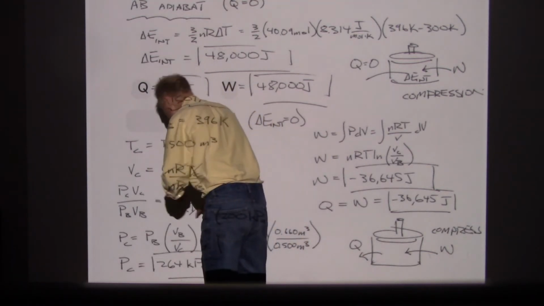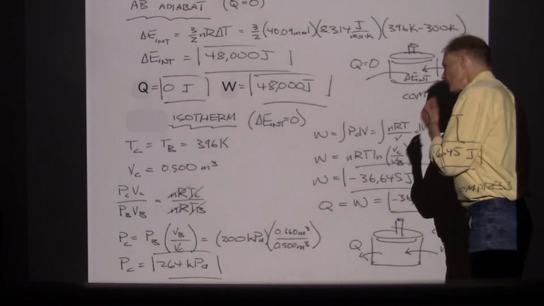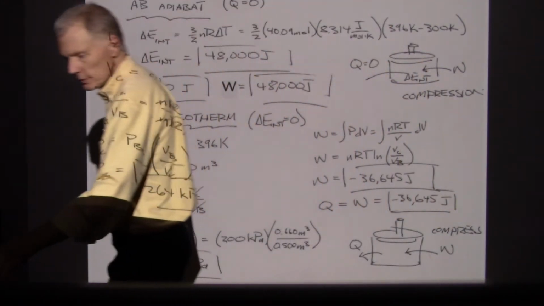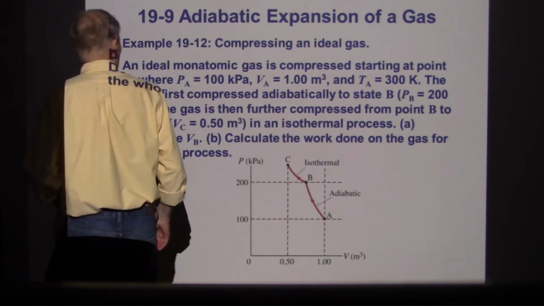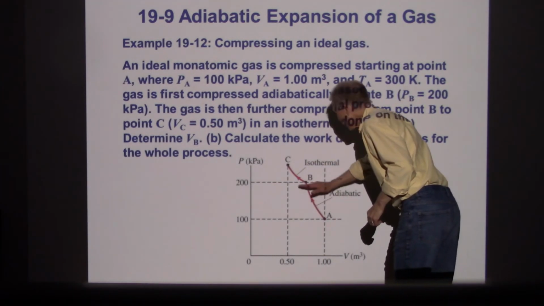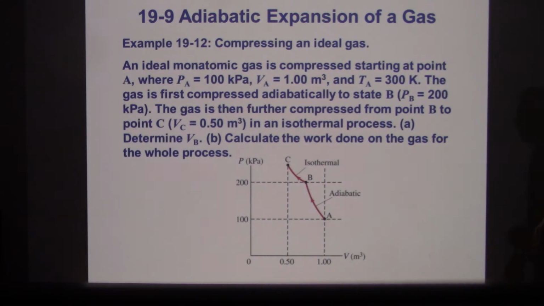So solving for PC, it's pressure B, VB over VC, putting all the numbers in, it tells me that at point C, we're going to be at 264 kilopascals. So we're going to go from 100 kilopascals to 200 kilopascals to 264. So this was the drawing they gave us. Point A was at 100 kilopascals, B is at 200, and now we know, using the isothermal formulas, that point C is at 264 kilopascals.